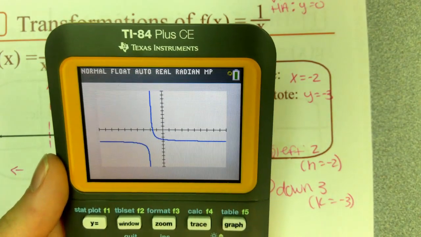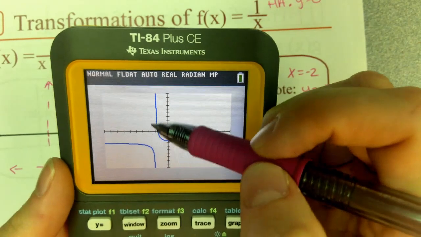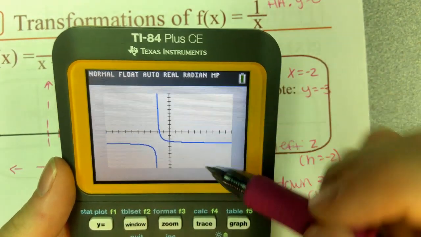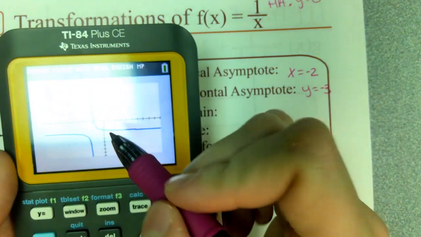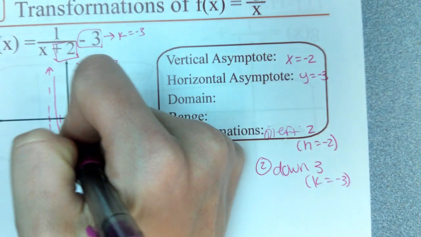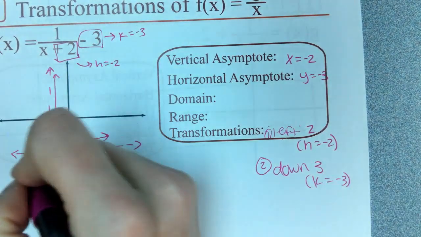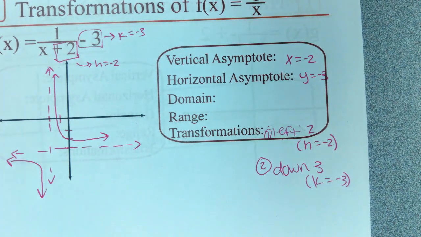So we can really see that we've done a good job because it's very clear that there's going to be an asymptote right about negative 2 on the x and about negative 3 on the y, which is what we have here. So now I know where to draw my curves. So it's going to look like this. Okay? Alright, so now you've got a rough sketch of that.